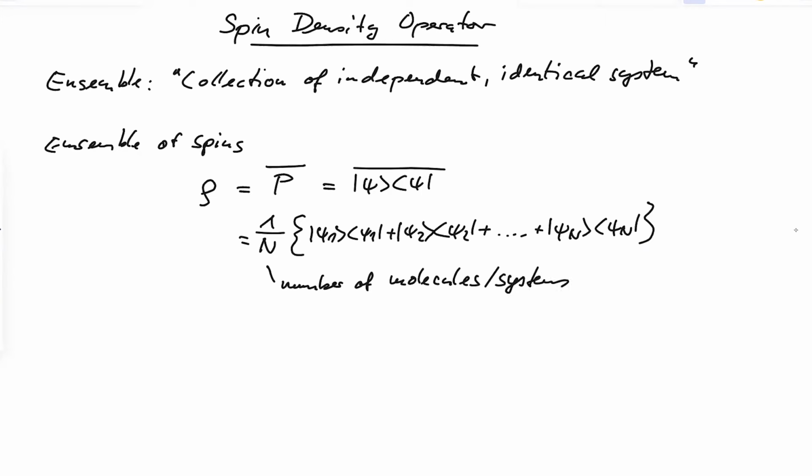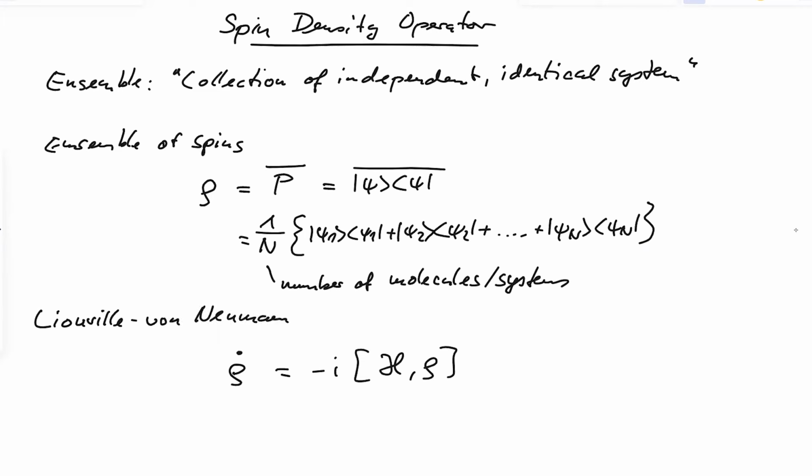And with this spin density operator, we can rewrite the equivalent of the Schrödinger equation, and this is then rho dot, the time derivative, equals minus i commutator of H with rho. And this equation has a name. It's called the Liouville-von Neumann equation.